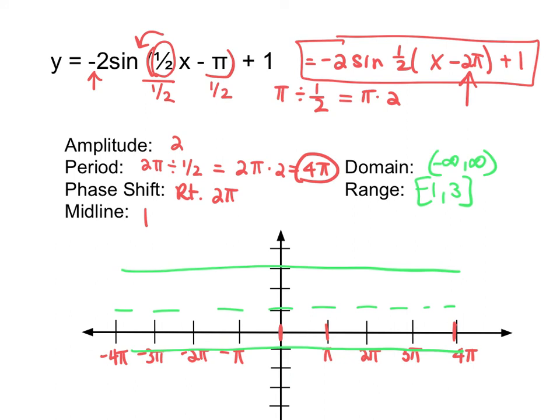And now when I graph this, I have to start with my phase shift, and my phase shift is going right pi over 2. So I'm going to start right here. And from that point, every other one is on the midline. I'm going end to end, so I don't have to add anymore. And again, this is my starting point. This is my new point 1.